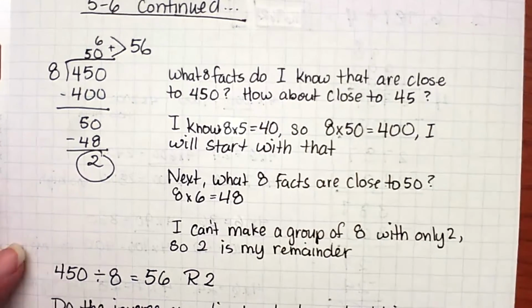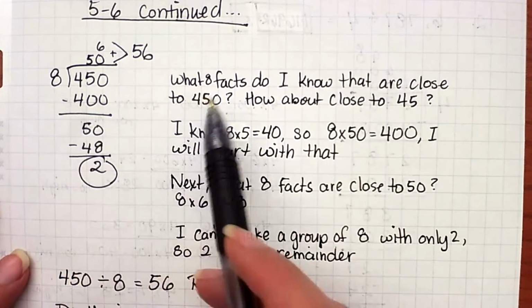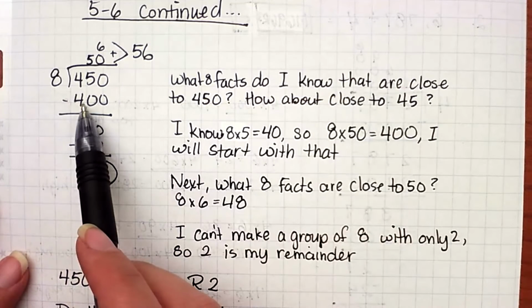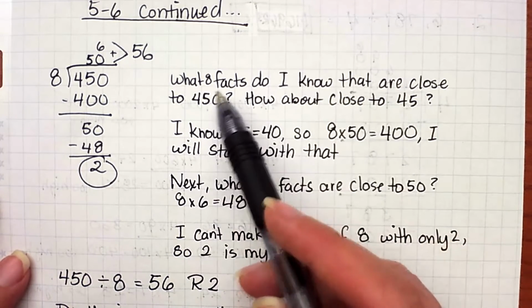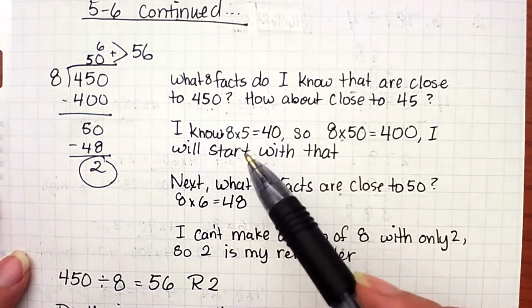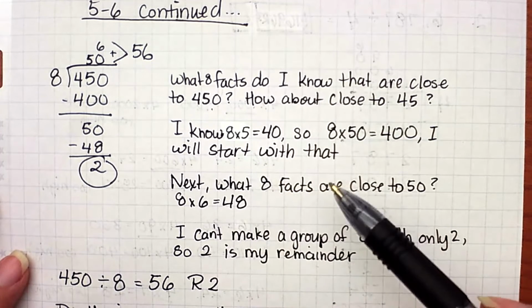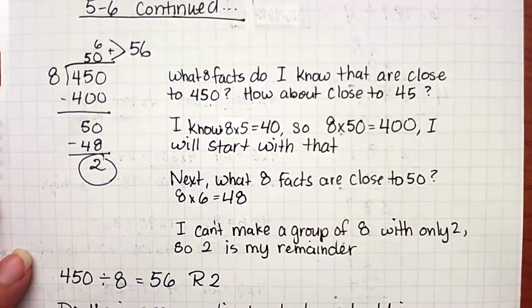So I have to think first, what 8 facts do I know that are close to 450? Or what's close to 45, right? Let's knock off that 0 for a minute and think, 8 times what is 45 or close to 45? And we'll work with that first.